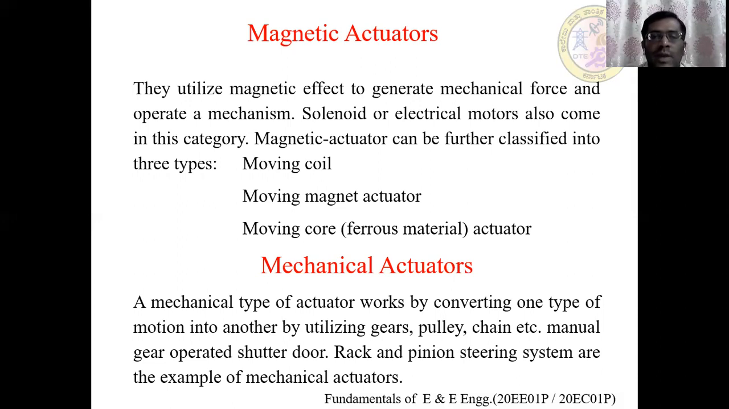The magnetic actuators can be further classified into three types: moving coil magnetic actuators, moving magnet actuators, and moving core or ferrous material actuators. So these are the three different classifications of magnetic actuators. Mechanical actuators. A mechanical type of actuator works by converting one type of motion into another. How does it convert? By utilizing gears, pulleys, chains, etc. A manual gear operated shutter door and a rack and pinion steering system are examples of mechanical actuators.